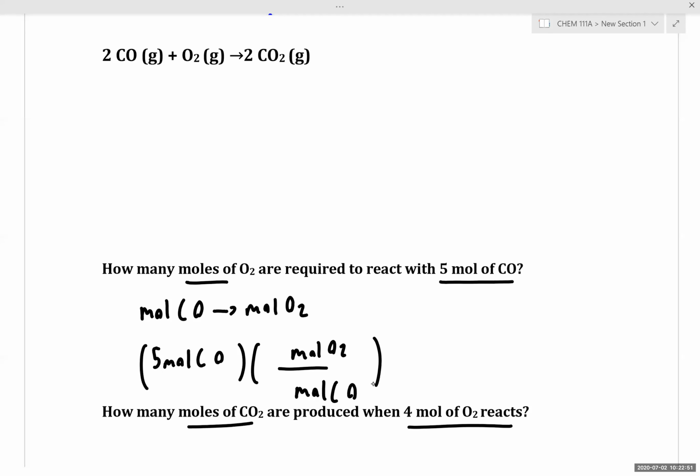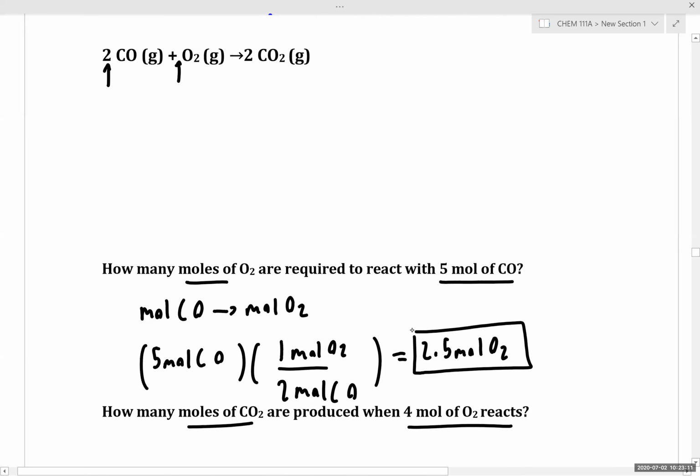What's our mole to mole ratio in this case? 1 to 2. 1 to 2, exactly right. So reading from our coefficients, we have 1 mole of oxygen required per every 2 moles of carbon monoxide. That in turn gives us 2.5 moles of oxygen. Does this make sense to everyone so far?